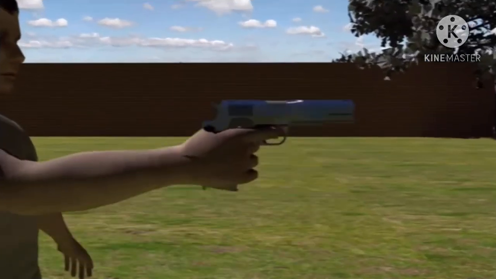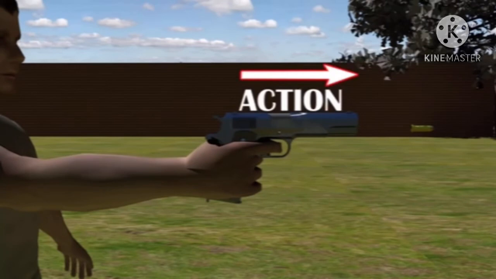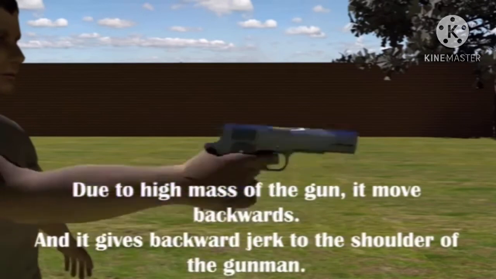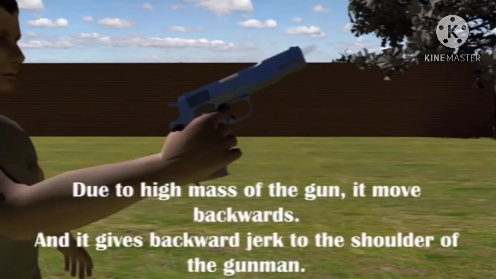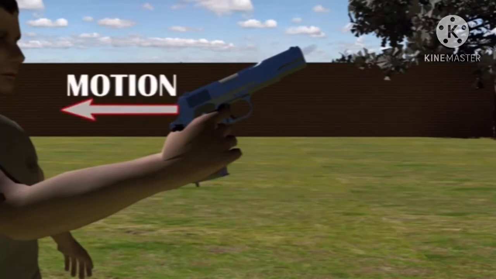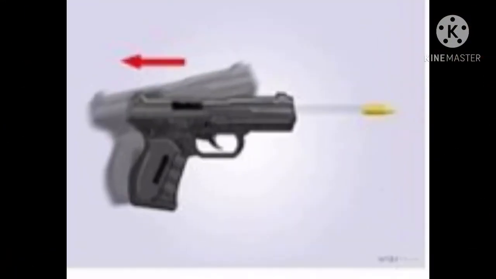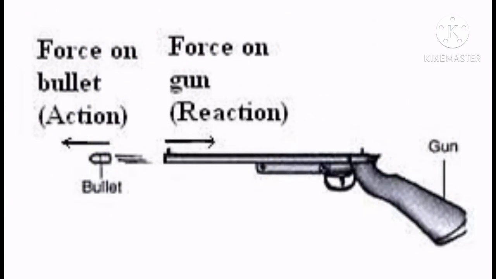When a bullet is fired from a gun, the force sending the bullet forward is equal to the force sending the gun backward. Due to the high mass of the gun, it moves backwards, and it gives a backward jerk to the shoulder of the gunman. This backward motion of the gun is called the recoil of the gun. In this example, even though action and reaction forces are equal, the acceleration of the gun is much less than the acceleration of the bullet. This is because the gun has greater mass than the bullet.